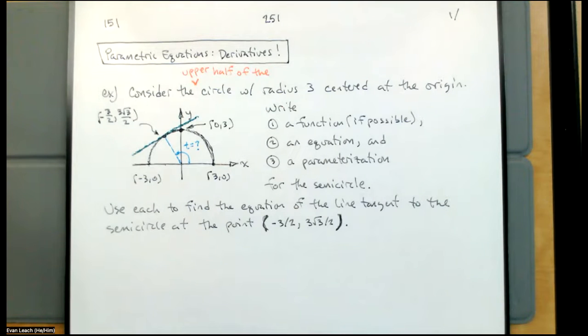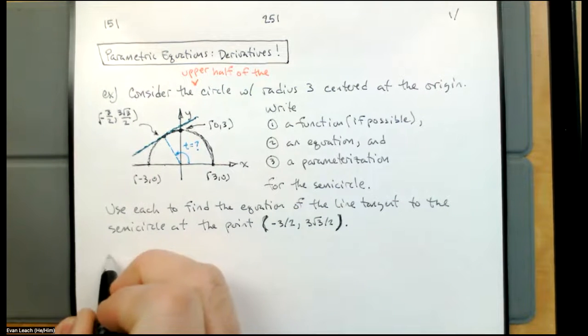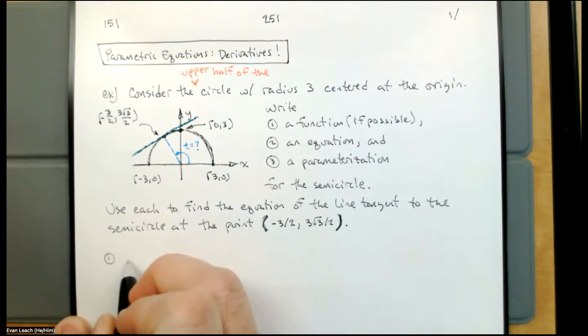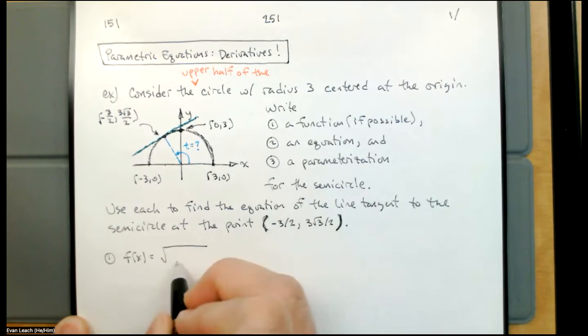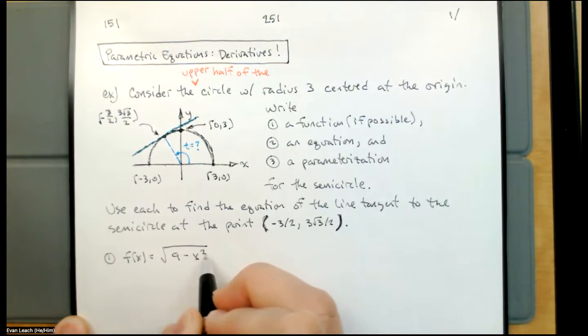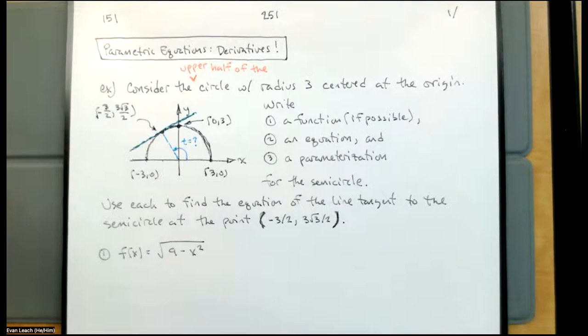The next thing is to take each of those descriptions and use each description to find the equation of a line tangent to the curve at the specified point. Let's start with our function. We were trying to find the equation of a line. That means we need a point and a slope. The point has been specified, and the line is tangent to a curve. So therefore, we're going to use the derivative.